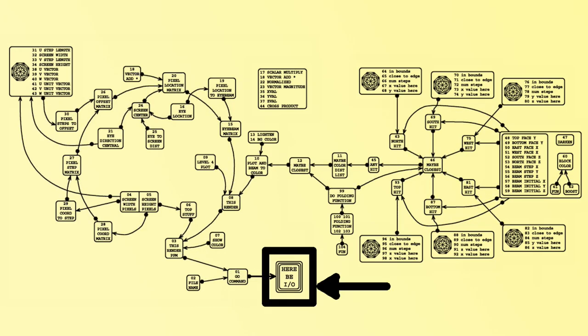We have this thing in a special rectangle here that says "here be IO." The one thing which points to it is go command, which is just the name that I used instead of main. Go command is the only function that directly does IO. All other functions are helpers to go command, or helpers of helpers, or helpers of helpers of helpers, etc. That means that all the dependencies in the whole diagram flow to go command.